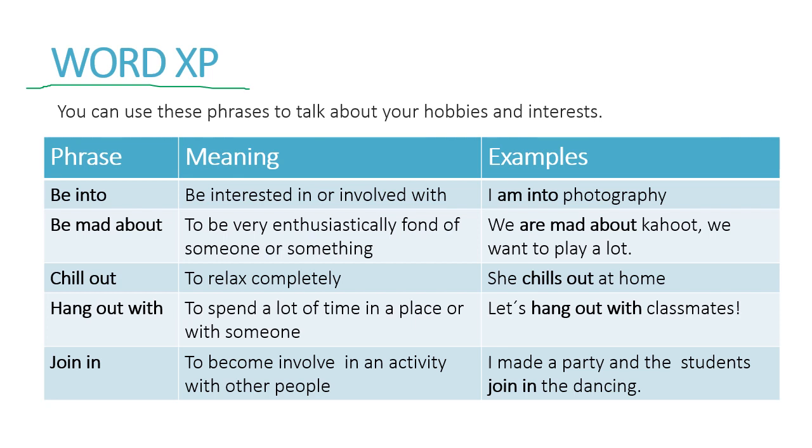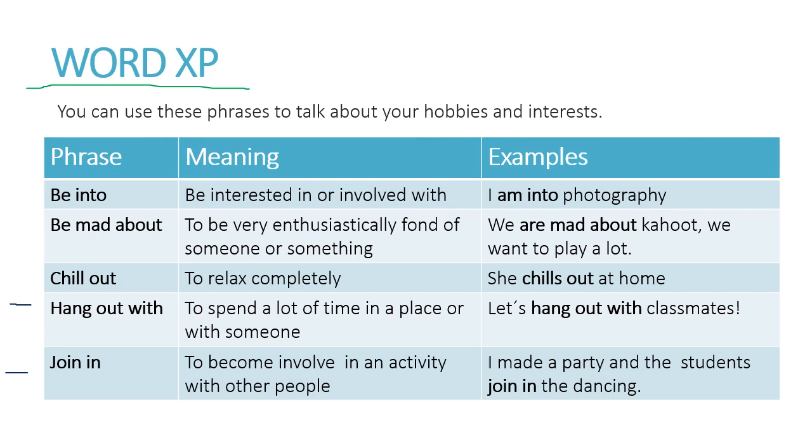Chill out. This means to relax completely. An example, she chills out at home. The next one is hang out with. The definition is to spend a lot of time in a place or with someone. Let's hang out with classmates. And the last one, join in. That is to become involved in an activity with other people. An example, I made a party and the students joined in the dancing.